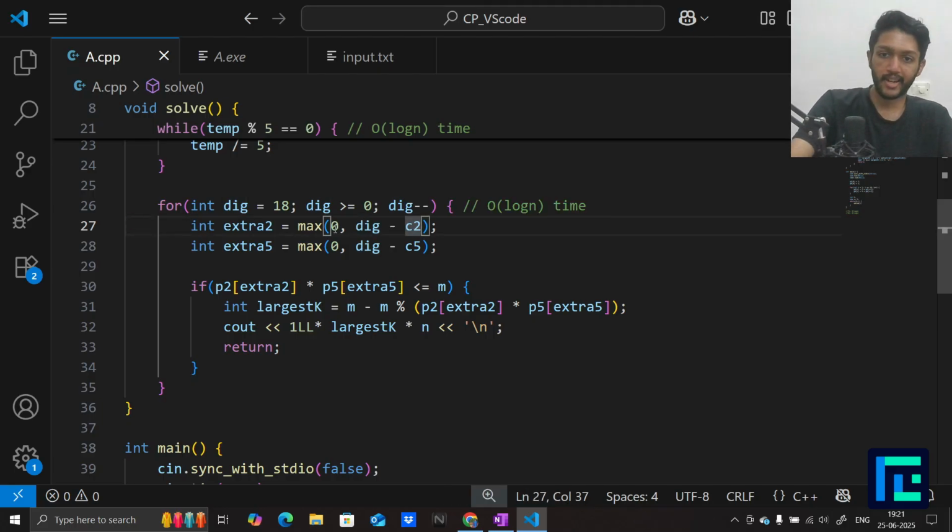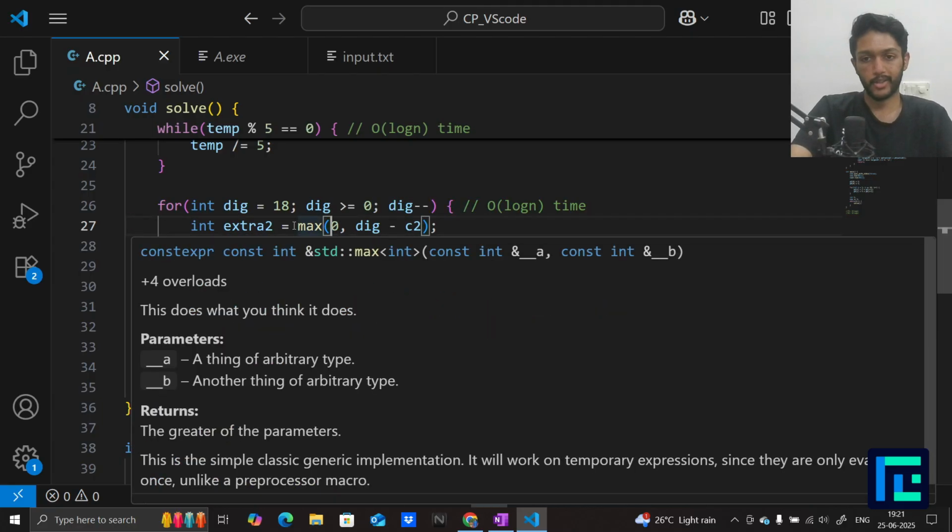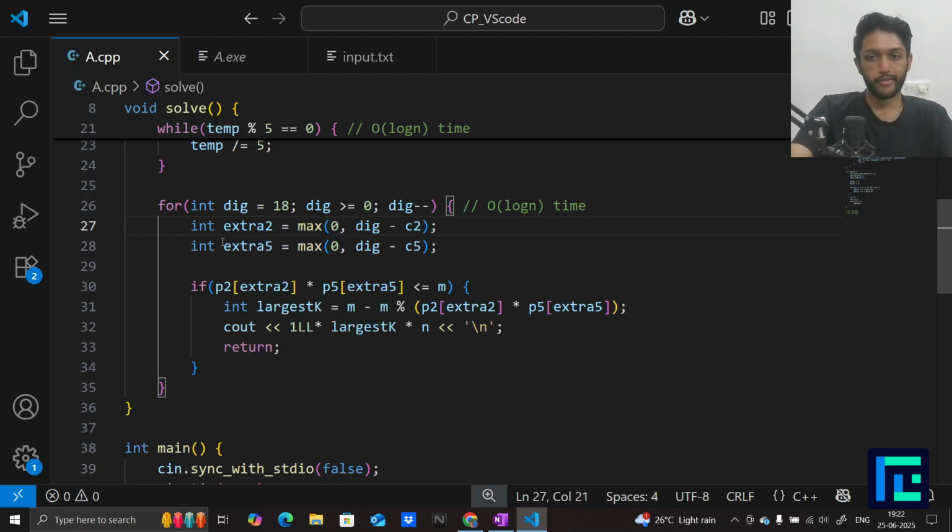But since it can be negative as well, since it might be possible that my C2 is already greater than the number of digits, that is, I already have enough 2's, it can be negative. So I'll take the maximum with 0. In that case, we need 0, right? We don't need anything extra. And for extra 5, same thing, max of 0 comma dig minus C5.